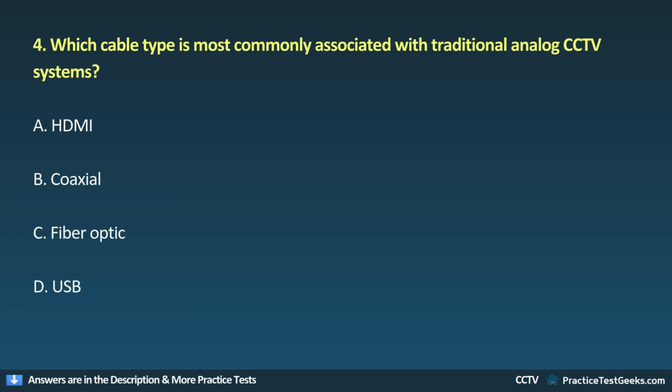4. Which cable type is most commonly associated with traditional analog CCTV systems? A. HDMI. B. Coaxial. C. Fiber optic. D. USB.